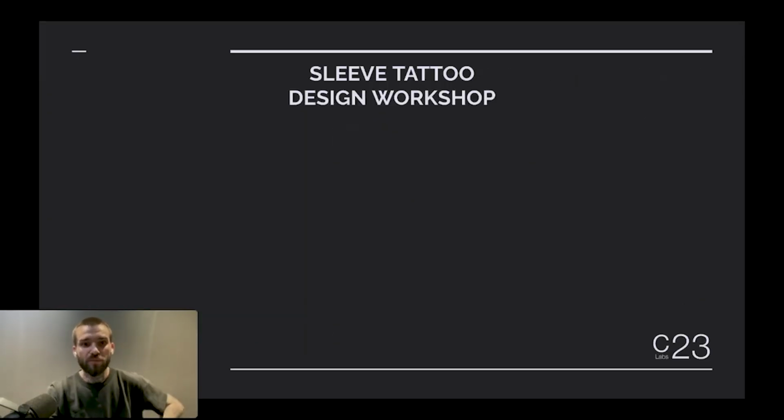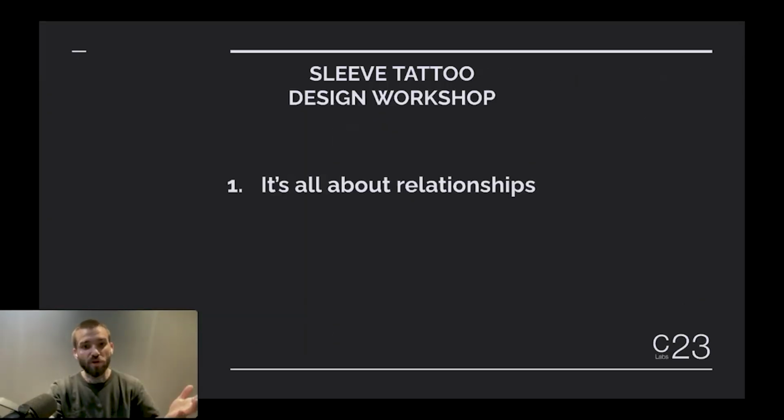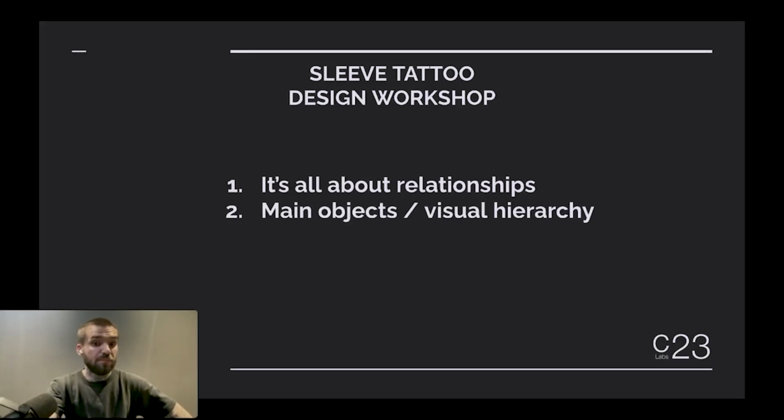So in this hour, we're going to try to cover, it's all about relationships. I wrote this because I really think it is all about relationships in any large tattoo or any tattoo that involves more than one element. And I'm going to get into what I mean with relationships a bit later. Number two, we're going to cover main objects or visual hierarchy. If some of you took my design course, you may have seen the video about visual hierarchy where I kind of go into this, but today we're going to go really deep.